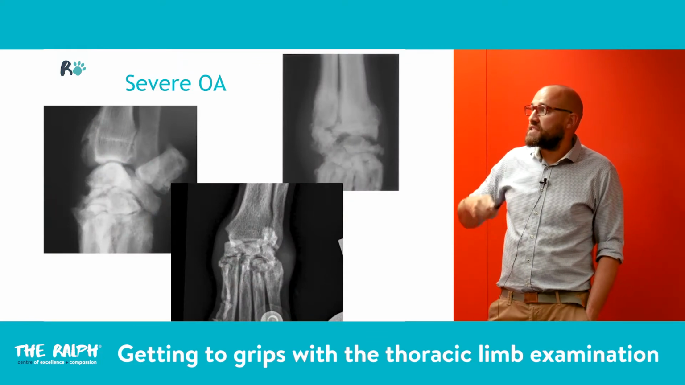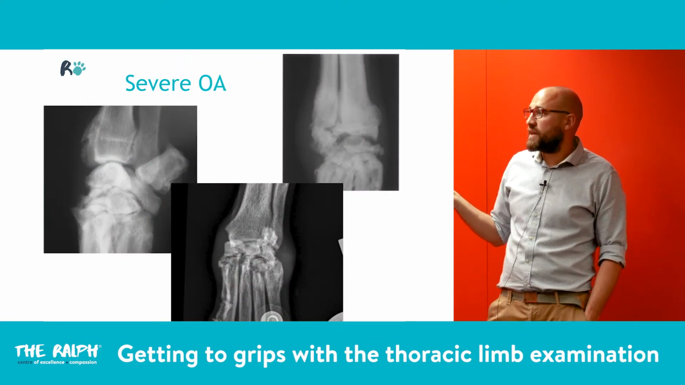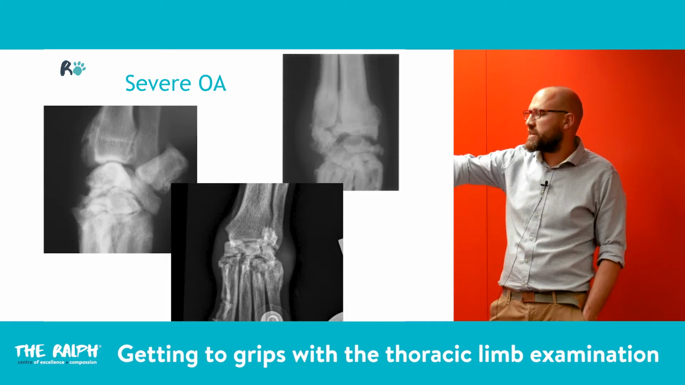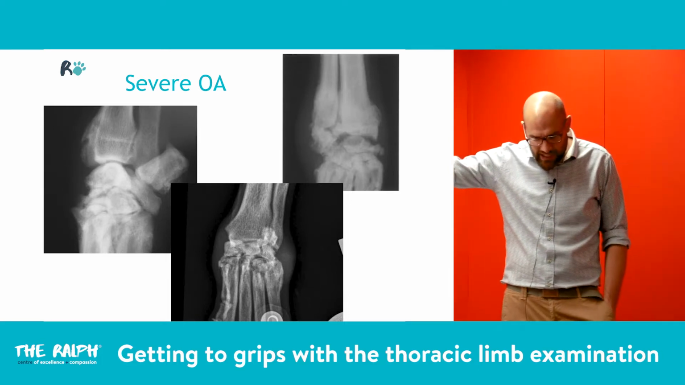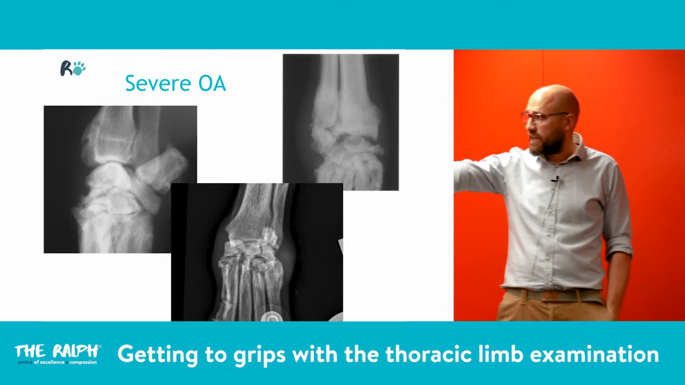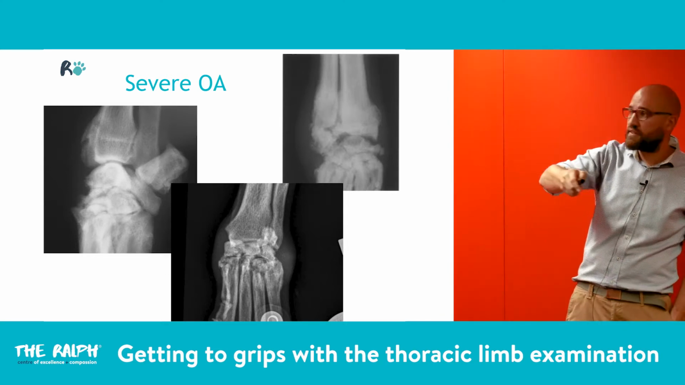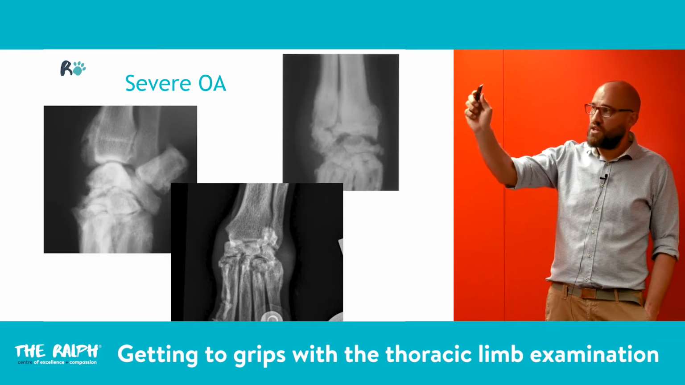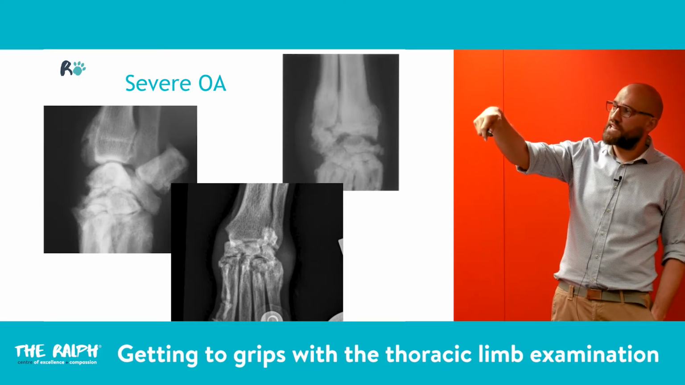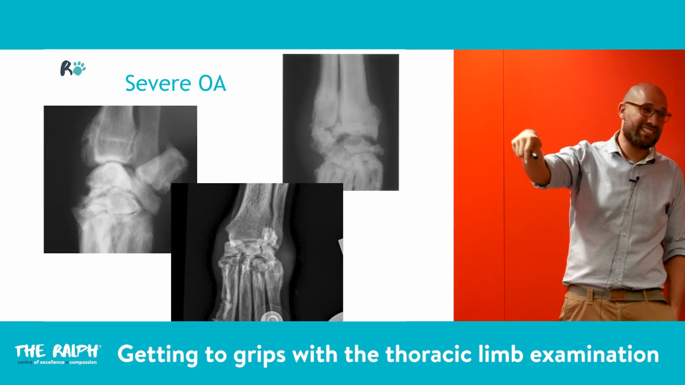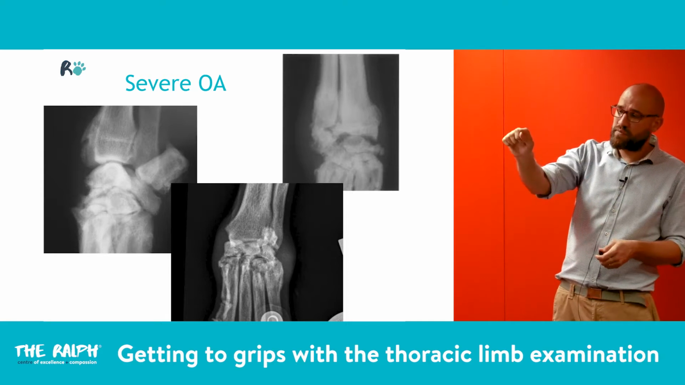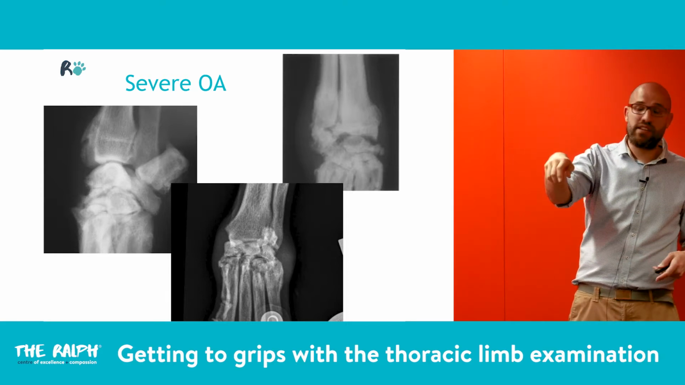Something else that you can see: severe osteoarthritis. This one was a Westie that we saw 2 days ago, and he had some septic arthritis that destroyed the joint completely. When you try to flex the carpus, the dog is extremely painful, and the range of motion in flexion is severely restricted.